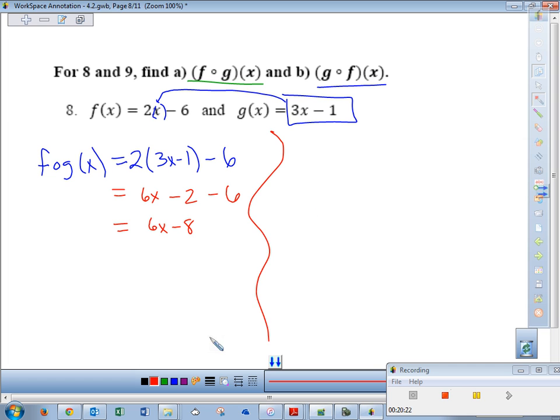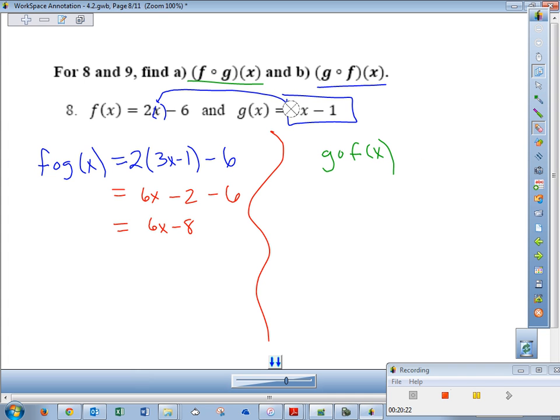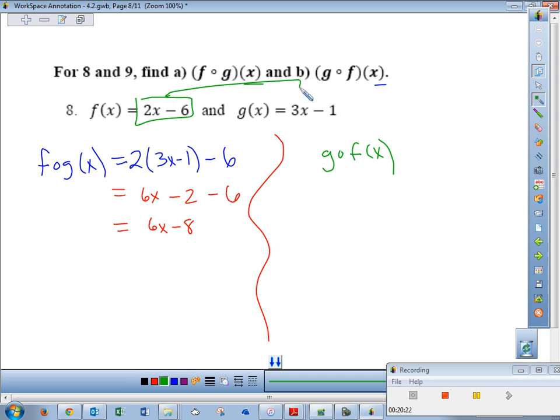Then I just kind of do another column right here. Let's do g of f of x. You do the exact opposite. Now you put f into g. So erase that, and this thing goes into the g function for x. So that would equal 3 times (2x minus 6) minus 1. This went in for x. Bring it down.